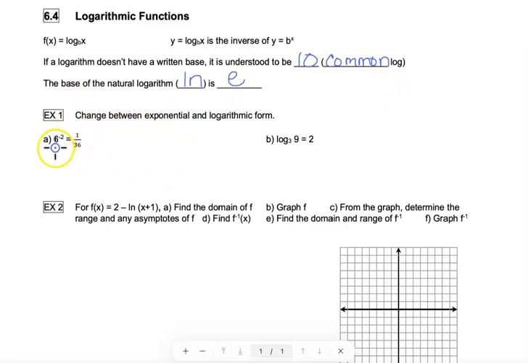So this is exponential form, 6 to the negative second power equals 1 over 36. We can see that that's a true statement. So if we're changing, this is exponential, which means that I then want to make it into an equivalent logarithmic form. Because if we are changing, we want it to go to the form it's not in. So logarithmic form is what we want.